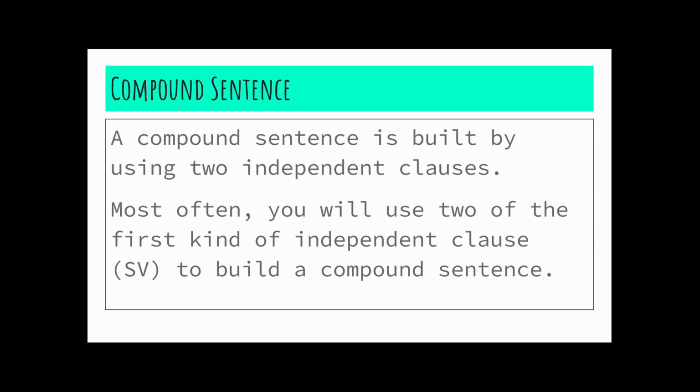A compound sentence is built by using two or more of those independent clauses. So most often we're going to use just the simplest, an SV, and we're going to use two of those to build a compound sentence.